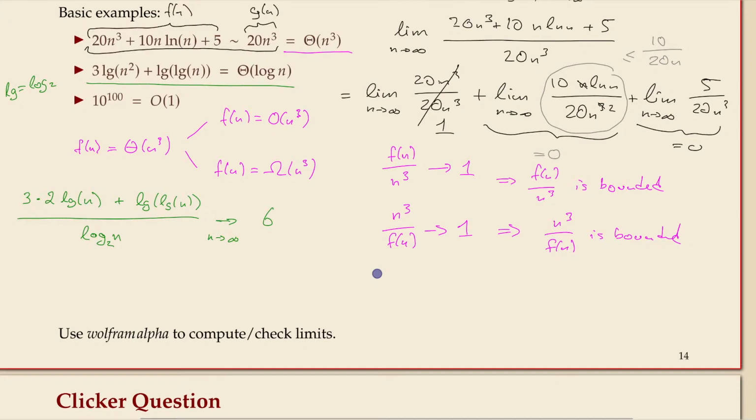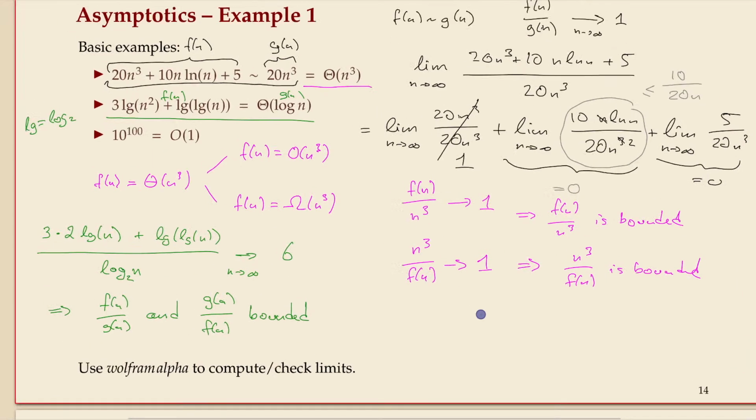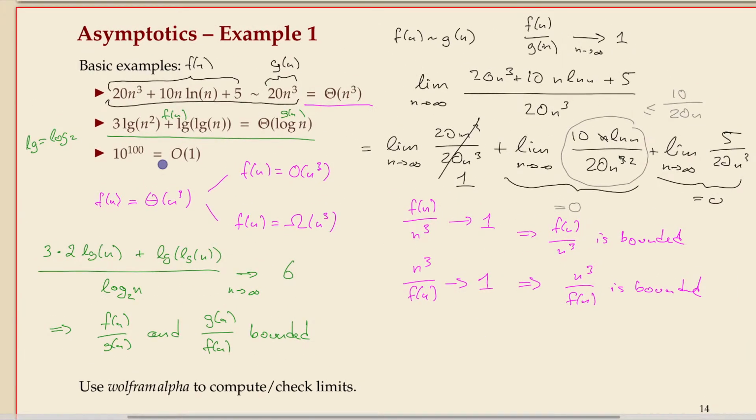So if we call this f again, and this g, and that's all we had to prove. The last example doesn't even need a computation. It's just pointing out some idiosyncrasies of these definitions.